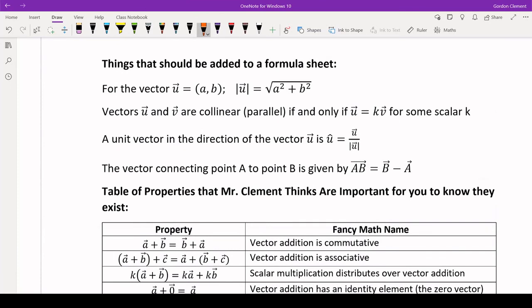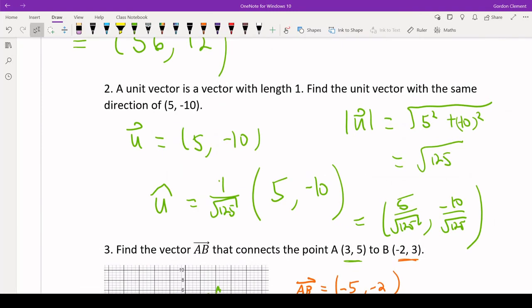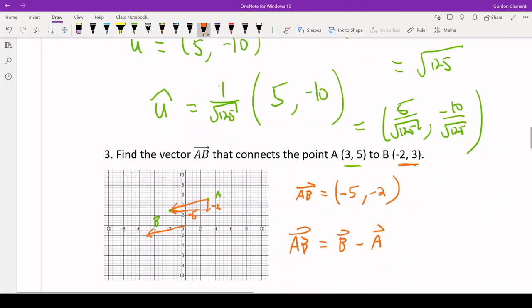This is an idea that we've talked about, but I usually put it on a formula sheet. If two vectors are collinear or parallel, so collinear means the same thing as parallel, that means that one is a scalar multiple of the other. So if they have the same direction or the opposite direction, you can turn one into the other by multiplying by some scalar. And that's the idea that we used here to keep the direction the same, but change it to this different vector that has a length of 1 instead of a length of root 125. We multiplied by some scalar.